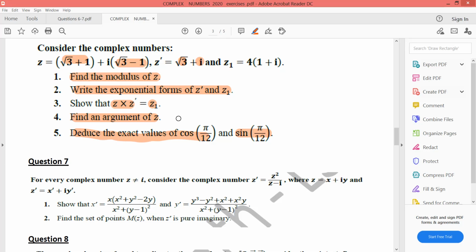I found the argument of Z, right? I have the modulus of Z. I can say cosine pi over 12 equals A over R, right? A is radical 3 plus 1. The modulus R is 2. It's radical 3 plus 1 over 2 radical 2, and the sine equals B over R, equal to radical 3 minus 1 over 2 radical 2.